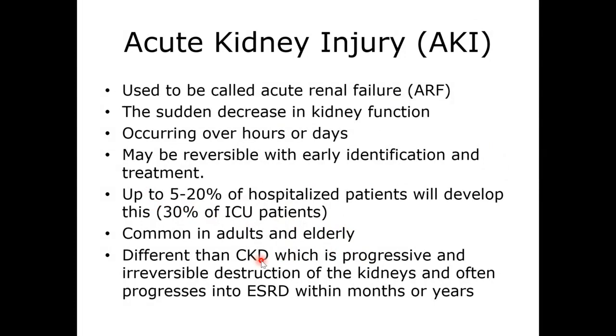It's different than chronic kidney disease. Acute kidney injury is acute. Chronic kidney disease is chronic, progressive and irreversible. When they get to chronic kidney disease, it's irreversible. The destruction has occurred. There's no going back. It's irreversible destruction of the kidneys and often progresses into end-stage renal disease, the last stage, stage 5, nothing we can do about it other than dialyze a patient within months or years.